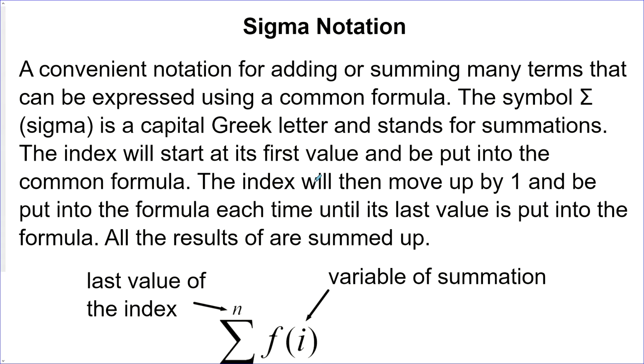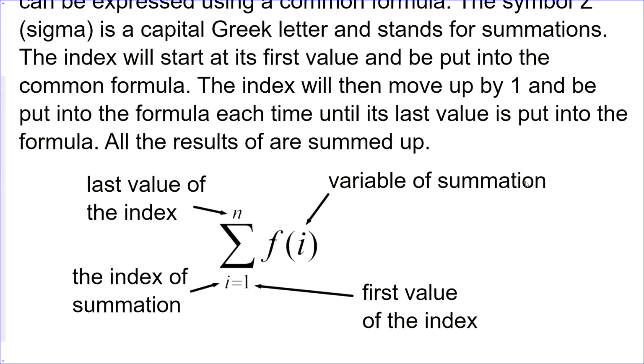Let's warm up by looking at sigma notation. It's a convenient notation for adding or summing many terms that can be expressed using a common formula. This symbol sigma is a capital Greek letter, and stands for summation. The index will start at the first value, and it will be put into the common formula, and then the index moves up by 1, and each time that value is put into the common formula until we get to the last value getting put into the common formula, and then all of them are summed up.